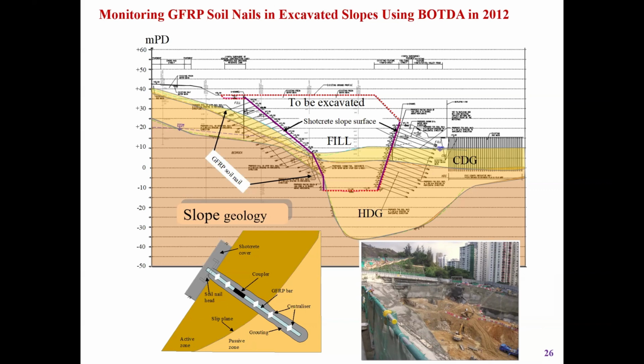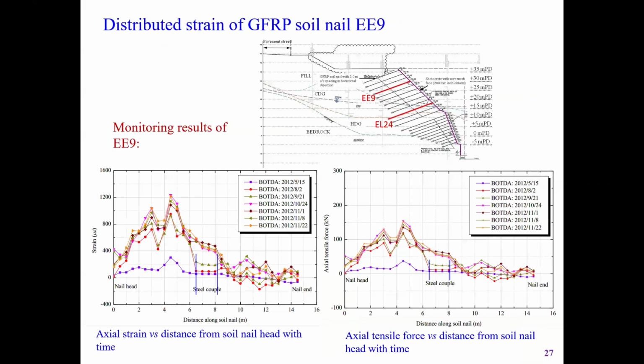I remember two soil nails were monitored by this technology. You can see the sensors can measure the tension in the soil nails continuously. Actually, in this method, we put a fiber along the rebar, a GFRP rebar, then coated by cement slurry. The cement slurry will stick it all together.